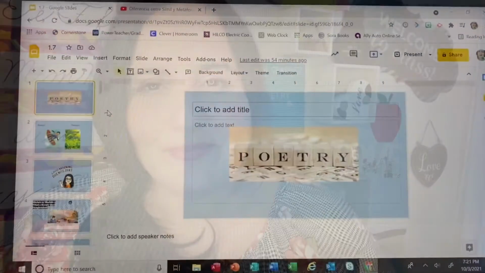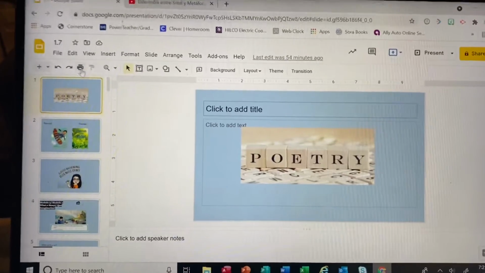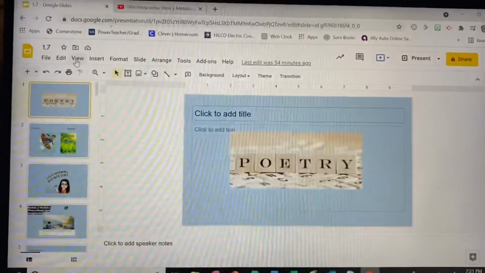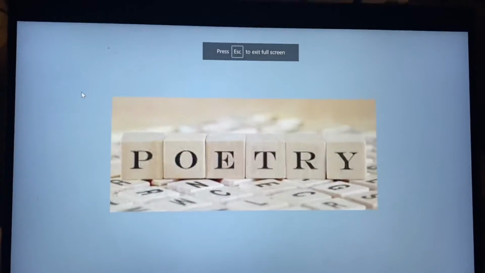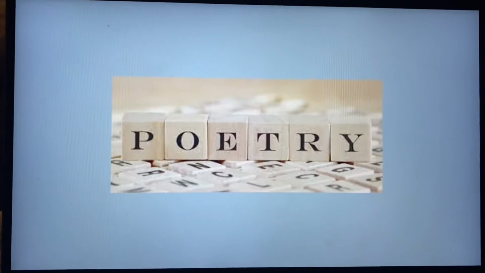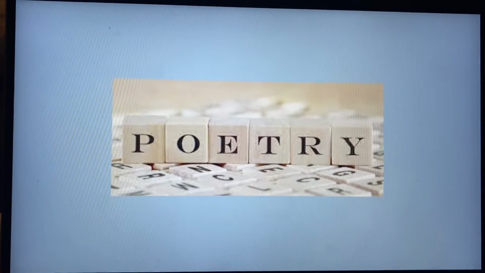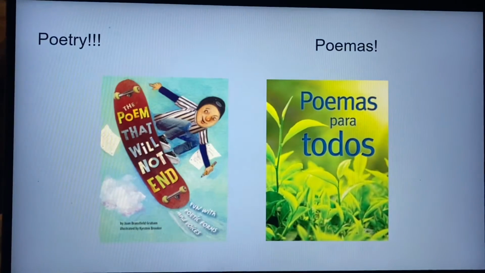For the I do lesson model, as you can see here, this is the basic presentation I used this week. I usually do my presentations in a Google slide. I always start by showing the students the theme or the skill of the week, which is, of course, poetry. I asked them, what do you know about poetry? And we started a discussion about what they know. I want to know what they bring with them about the theme.